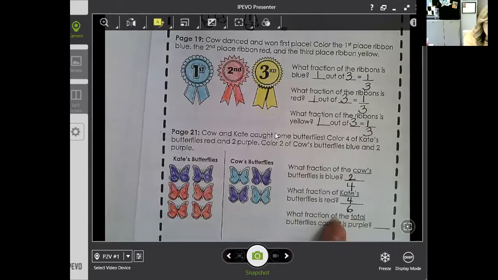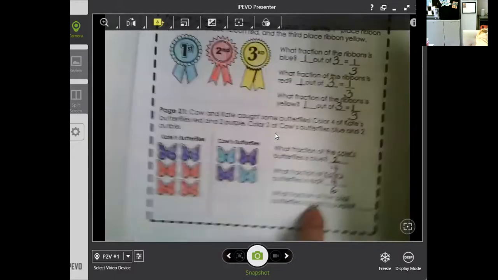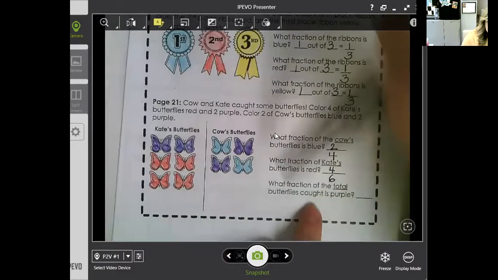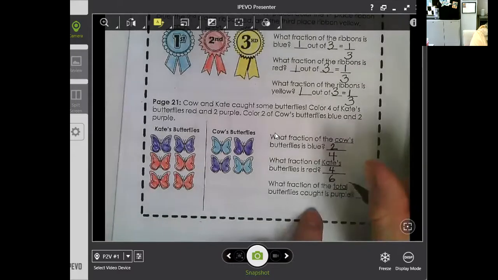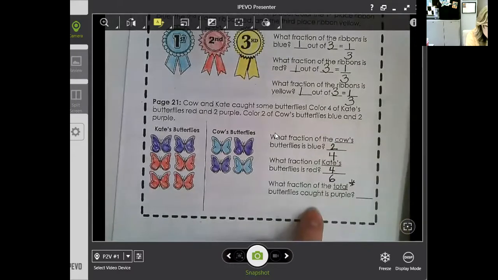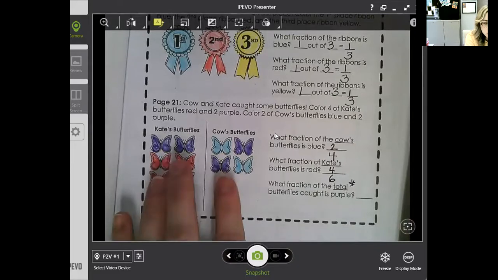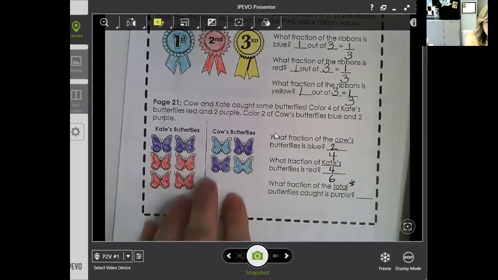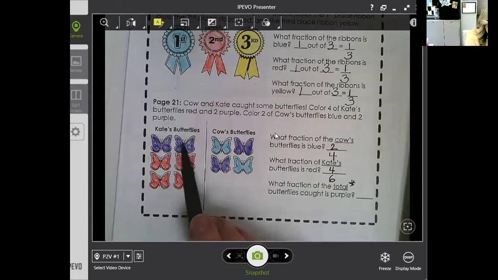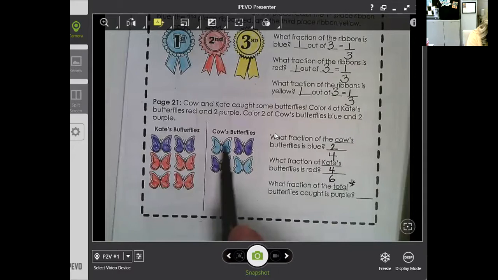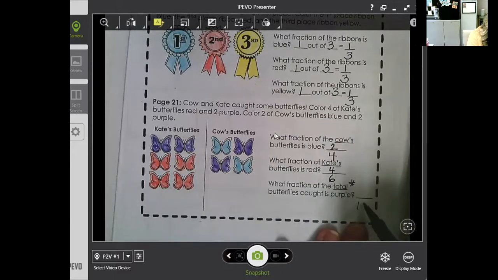4/6. Now the last question here is going to be the toughest. It asks us what fraction in total, and that's the key word, of butterflies caught is purple. This time we're not looking at just Cow, we're not looking at just Kate's butterflies, we're looking at both animals' nets of butterflies. So let's count how many butterflies were caught in total. 1, 2, 3, 4, 5, 6, 7, 8, 9, 10. Out of 10 butterflies, how many of those butterflies were purple?